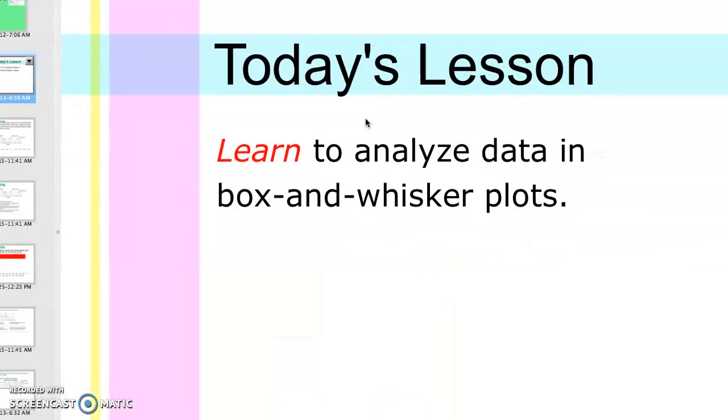Hi class, today we're going to learn how to analyze data in box and whisker plots. Box and whisker plots, also called box plots, are just another way to display data. We've already learned how to display data in line plots, dot plots, circle graphs, bar graphs, and stem and leaf plots. Again, this is just another way to take a data set and put it in a box plot to display the data.